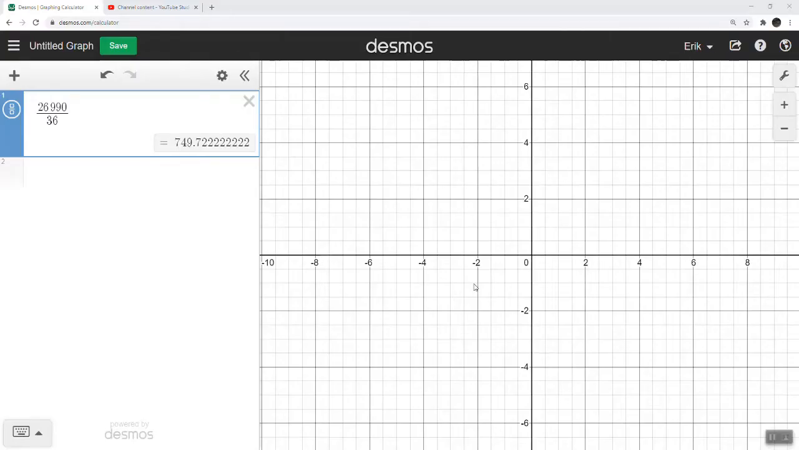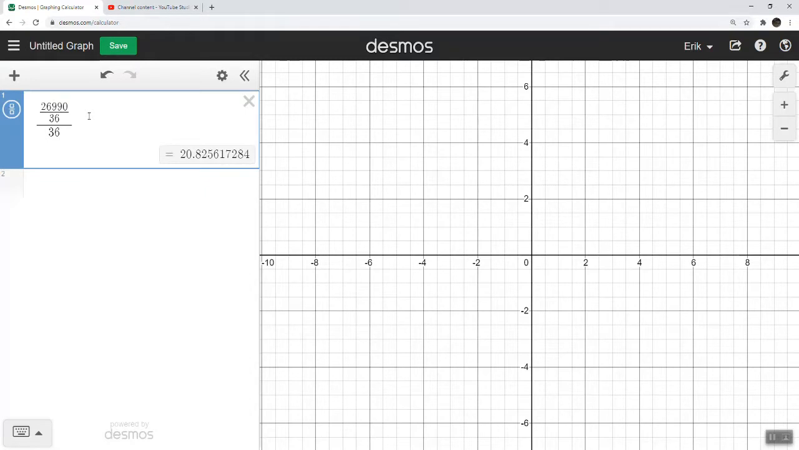So note how I do that in Desmos. I just take the value I left in there and hit divide by 36, and we get the same answer we had before, 20.826.